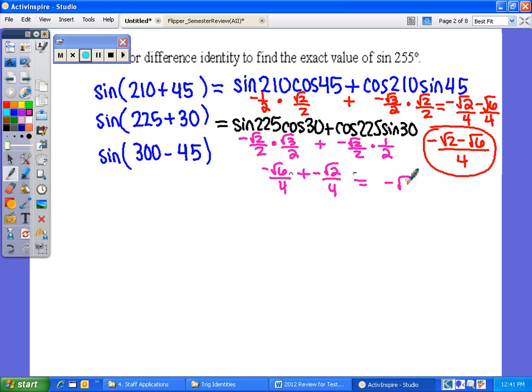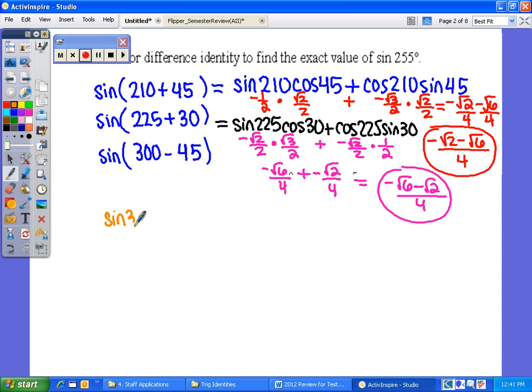So when you put them together, this is what you get. Basically the same thing: negative square root of 6 minus square root of 2, all over 4. Same thing. Okay, last one that I'm going to expand, just to show you that you can get the same answer for 3 different things, is sine of 300 minus 45.